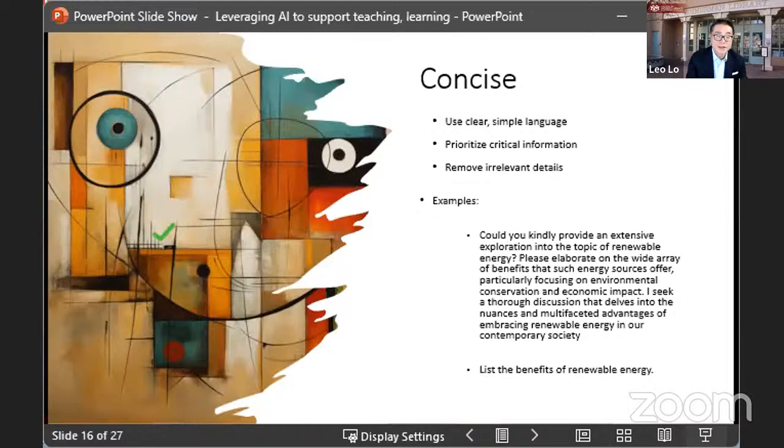And you can see the examples. The first one is very verbose, a lot of words. You probably don't need all of that. So if you can make it more concise, look at the second bullet point, you can just say, list the benefits of renewable energy. You start from there. And then once you have the response, you can go deeper into that instead of giving it a really meandering kind of instruction. But then again, it's all about experimenting. So that's concise.